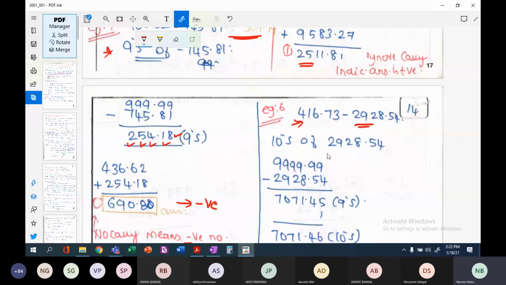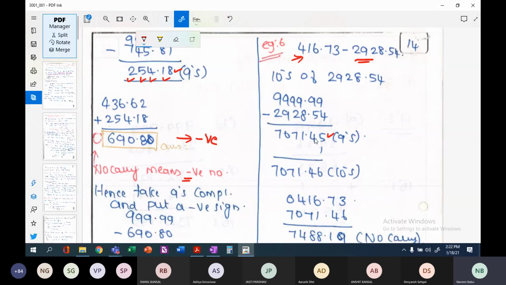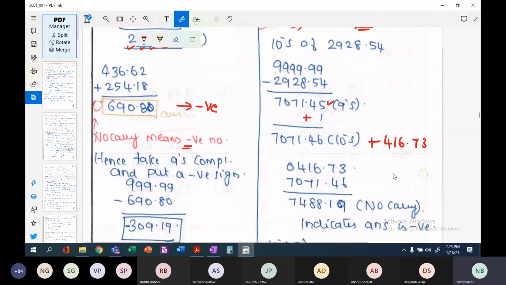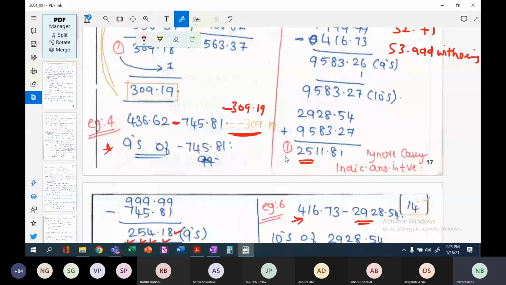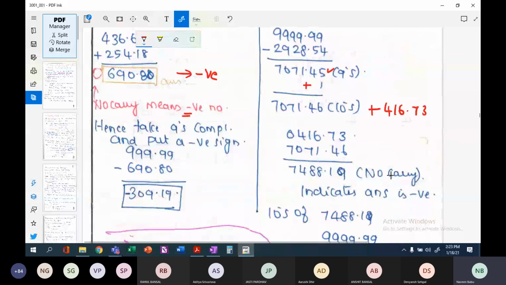Since this is a tens complement, I am adding 1 to it. I will get a tens complement. Now with this number I will add my original number, which is 416.73. So 416.73 plus 707, I am not getting any carry here. Whereas in the previous case I got a carry. If I get a carry, it means that the answer is positive and I will ignore the carry. Whereas here, if I don't get a carry, my answer is negative.